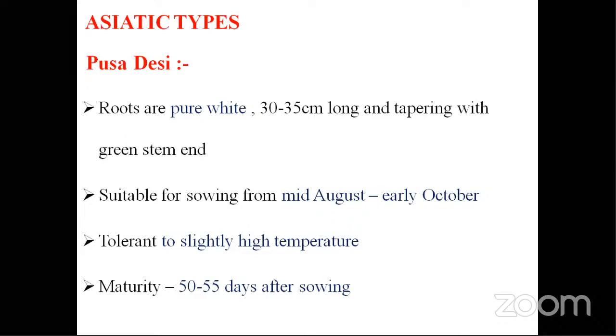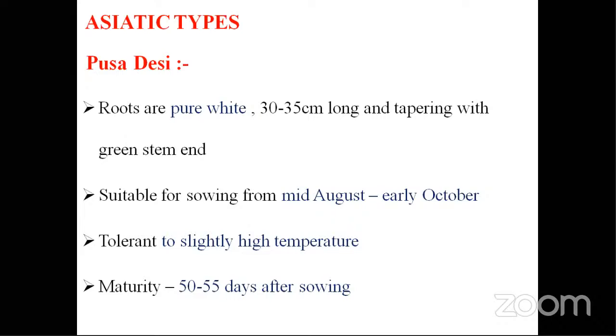So suitable for sowing in August and October. Compare it to the other root crops like the beetroot, turnip, and carrot. Radish is a little temperature tolerant, so it can be grown in the months of August, October. Actually, it can grow year round, but from the exam point of view, we have to be very specific. So it is mid August to early October. It is tolerant to slightly high temperature, as I have already mentioned, and it reaches maturity in 50 to 55 days.